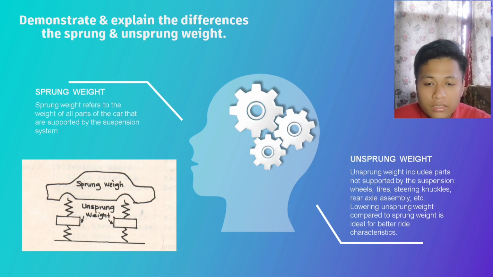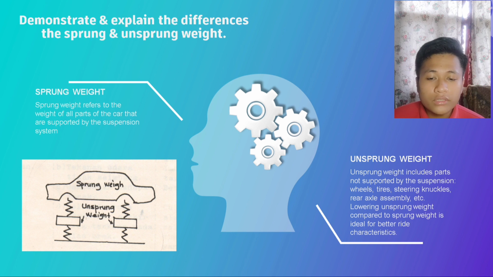Question 10. Demonstrate and explain the difference between sprung and unsprung weight. Sprung weight refers to the weight of all parts of the car that are supported by the suspension system. The frame, engine, and body all make up the sprung weight. Unsprung weight refers to all parts of the car that are not supported by the suspension system: wheels, tires, steering knuckles, rear axle assembly, etc.